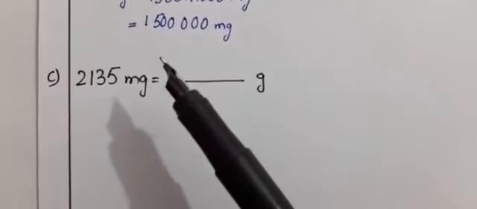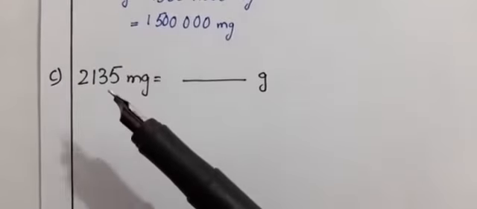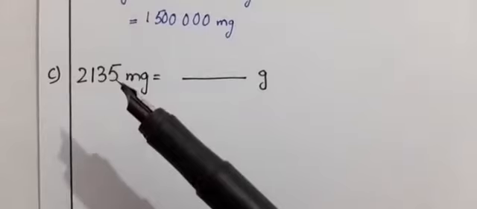Moving toward the next sum, that is 2135 milligram equals to dash gram. This is the same as part 1 boys. So I am leaving this sum on you. Okay? Please do it.